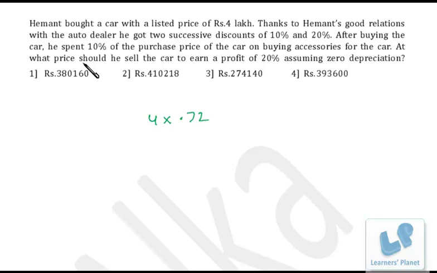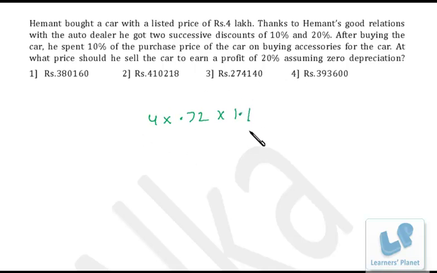After buying the car, he spent 10% of the purchase price. This is the purchase price. Now he's spending 10% of that. That means the final cost has become 110% of this. So that's 1.1. On buying accessories for the car. At what price should he sell the car to earn a profit of 20%?